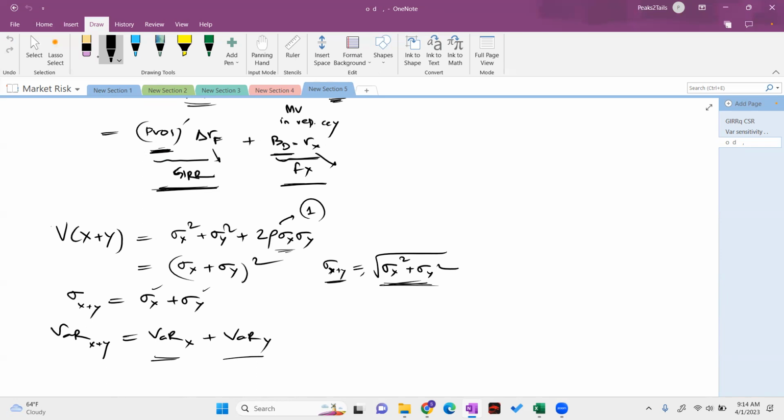Very, very FRTV in every step, right? You will always find some element of conservatism. Highly conservative. That's why the capital requirements have gone up a lot.